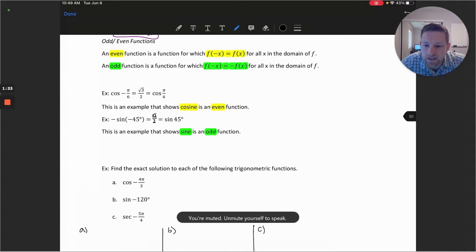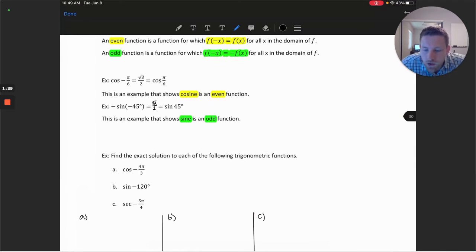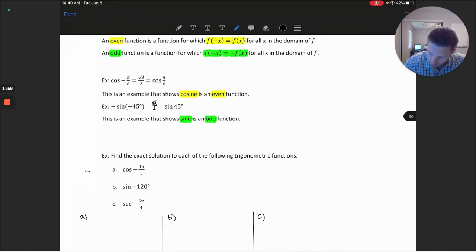So let's take a look at three examples using this odd and even identity. Question A gives us cosine of negative 4 pi over 3. The first thing that we can note is that cosine is an even function, so we can note this is even right away. And since it's even, we know that the cosine of negative 4 pi over 3 is the same as cosine of 4 pi over 3. Those two things are equivalent.